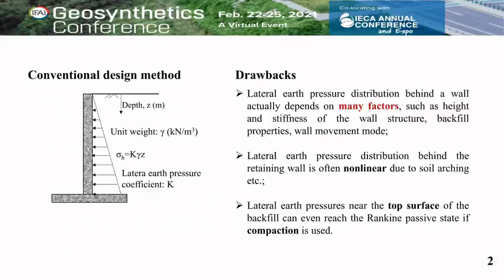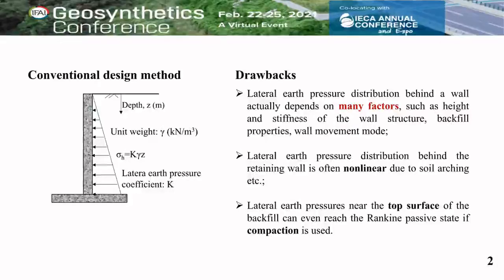Introduction. For conventional design methods, the lateral earth pressure is assumed to increase with the depth. However, there are some drawbacks for this method. First, lateral earth pressure distribution behind a retaining wall depends on many factors, such as height and stiffness of the wall structure, backfill properties, wall movement mode.